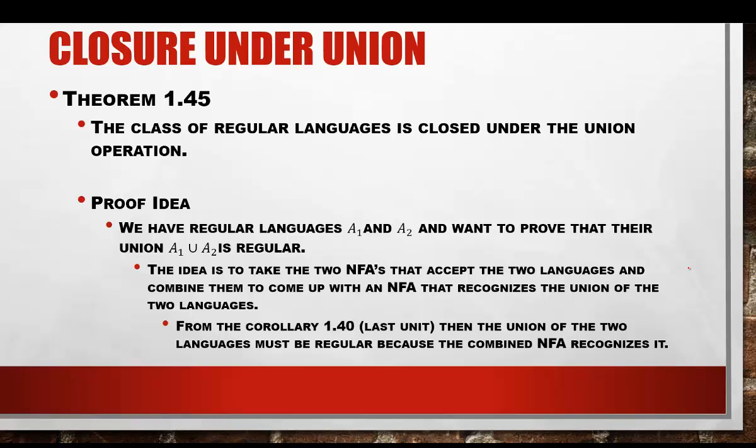So the theorem, again, that we are talking about, we're going to reformulate these theorems. It's exactly the same theorem we saw earlier, but we call it theorem 1.45. And it states that the class of regular languages is closed under the union operation. What that means is that if you have two regular languages, A sub 1 and A sub 2, the union of these two languages is going to be a set that will also be regular. It will also be a regular language.